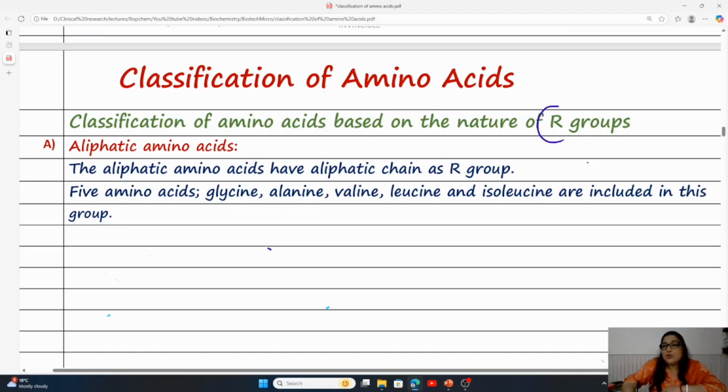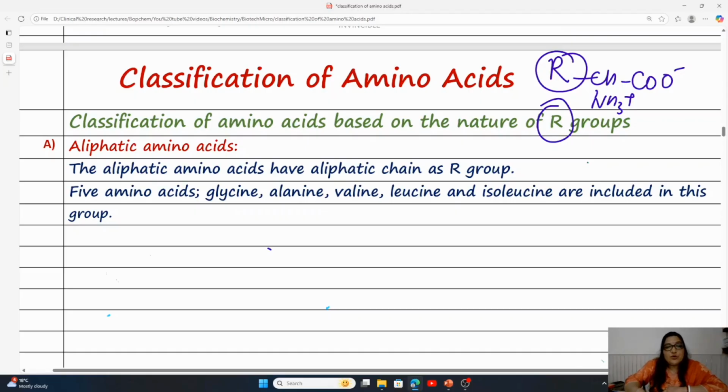So as we already know, these amino acids belong to different groups. We can classify the amino acids based on the nature of the R group. So where was the R group? See, this was the typical structure of an amino acid: NH3 positive, and here was the R group. This R group can be aliphatic, this R group can be aromatic. So depending upon the R group, we will now be classifying the amino acids today.